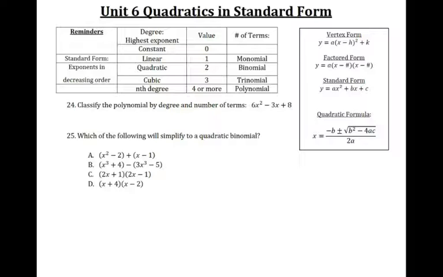So number 24 says to classify the polynomial by degree and the number of terms. Your degree is your highest exponent. So right here, my degree is 2. If I look at my little table over here, anything with a degree of 2 is going to be a quadratic. I'm also going to count the number of terms in this expression. I have 1, 2, 3 terms. When I have 3 terms, that is called a trinomial. So this is a quadratic trinomial.